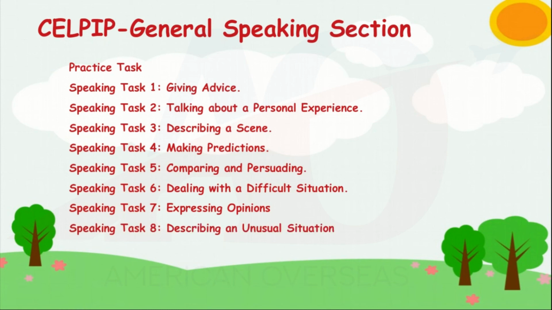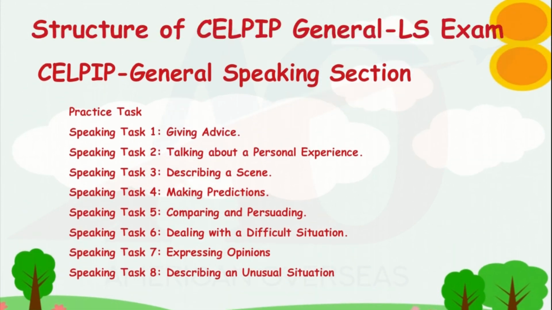Speaking task 8, describing an unusual situation. This task will give you a photo of some product, and you will speak to someone you know or a family member, as if you are calling them on the phone, explaining that product by looking at the picture provided to you. So these were the 4 sections of the CELPIP-General exam.